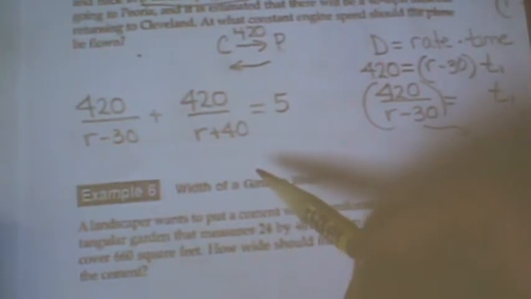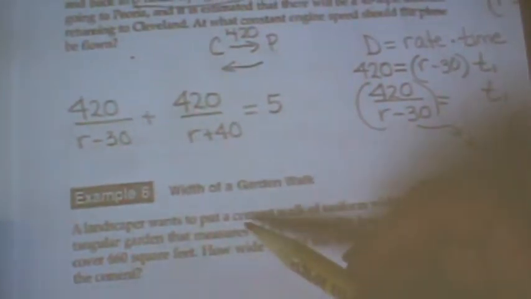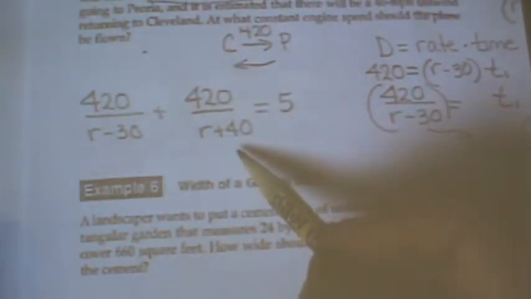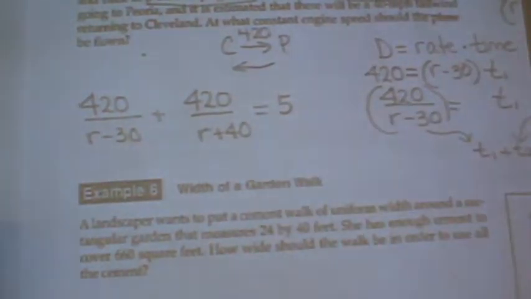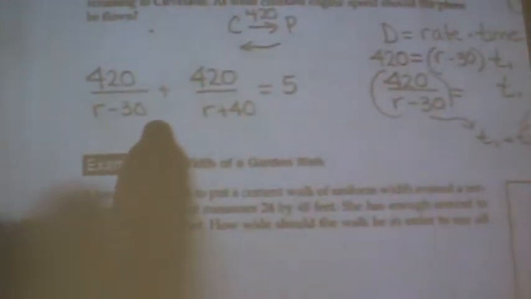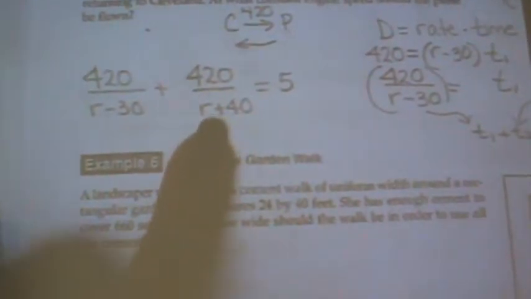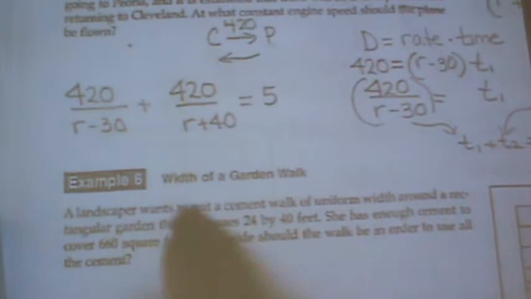Now, believe it or not, last year in Algebra 2, we solved these by hand. We showed you how to do these by hand. We multiplied, we got rid of the common denominator, which is R minus 30 times R plus 40. But now I'm going to let you use that calculator. You're going to type this in your calculator and solve it for R. We are looking for the engine speed. That's the R value.